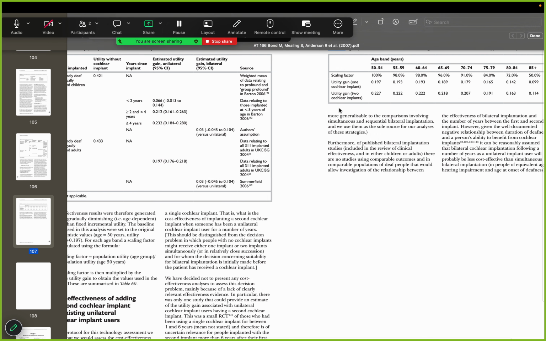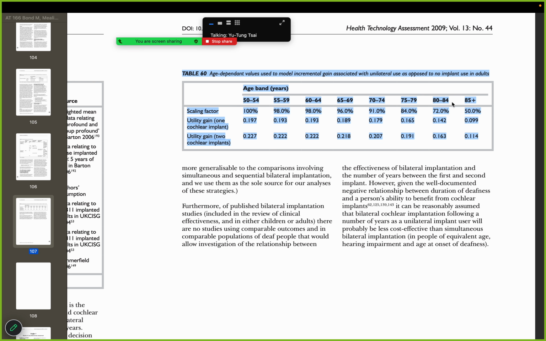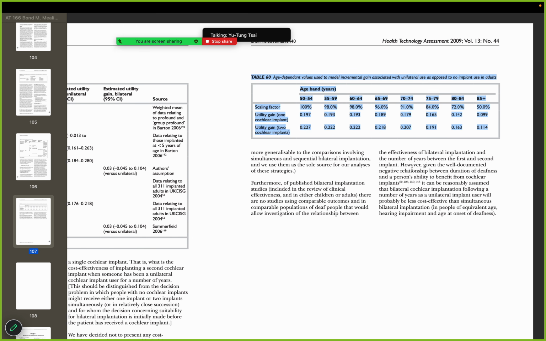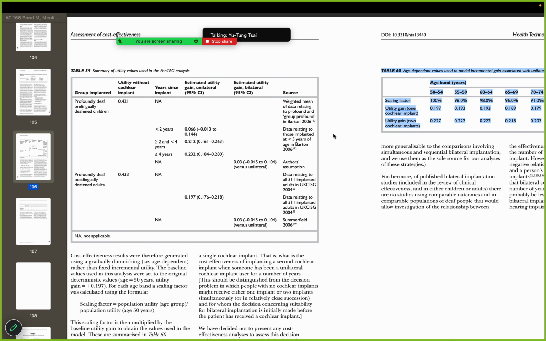Yep. This one is for the age related, but I'm not sure if we need this at all. I think that's the only table that was related to it. Otherwise, it's more about adults and children and the utility value differences with different treatments.